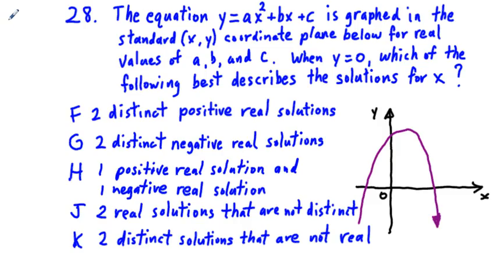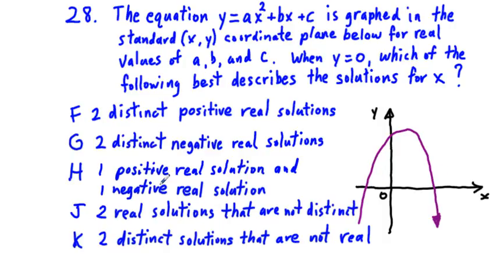The equation y equals ax squared plus bx plus c is graphed in the standard xy coordinate plane below for real values of a, b, c. When y equals 0, which of the following best describes solutions for x? Well, you're crossing the x-axis twice. That means there are two zeros or solutions for this.